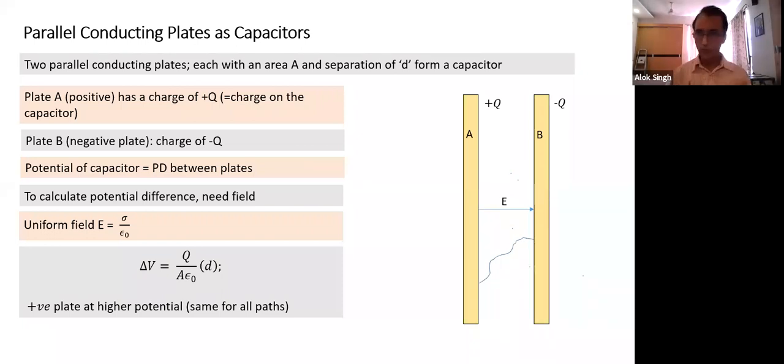We understood the charge of a capacitor. In this case, what is the charge of the capacitor? Q is the charge of the capacitor. We also understood what the potential of a capacitor is. The potential of a capacitor is the potential difference between the two.